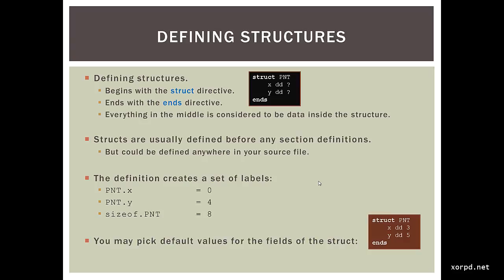In addition, you may pick default values for the fields of the struct. For example, I could define PNT like this: x dd 3, y dd 5. And now, whenever I define PNT in my data section, it will be initialized with those values.